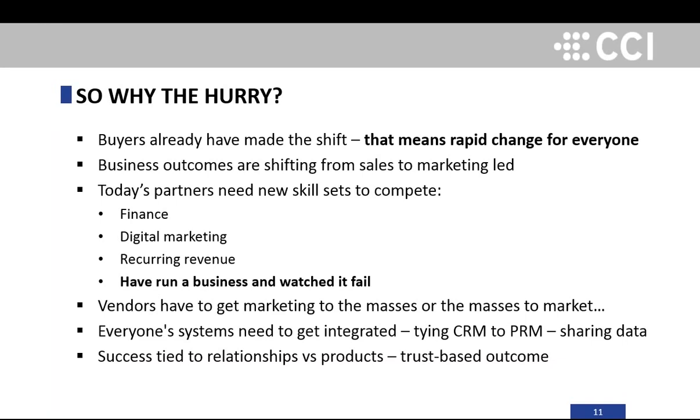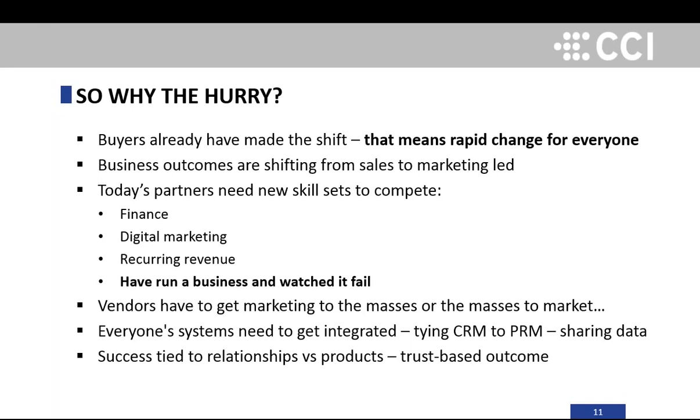And when you get to the digital marketing side of things and how that affects the cloud and the cloud resellers, I think it's going to be even a lot more. So many things are changing, both for the vendor and the partner. The business outcomes are shifting from sales to marketing led. Today's partners have to have skills they never had before. I think this is a really interesting list.